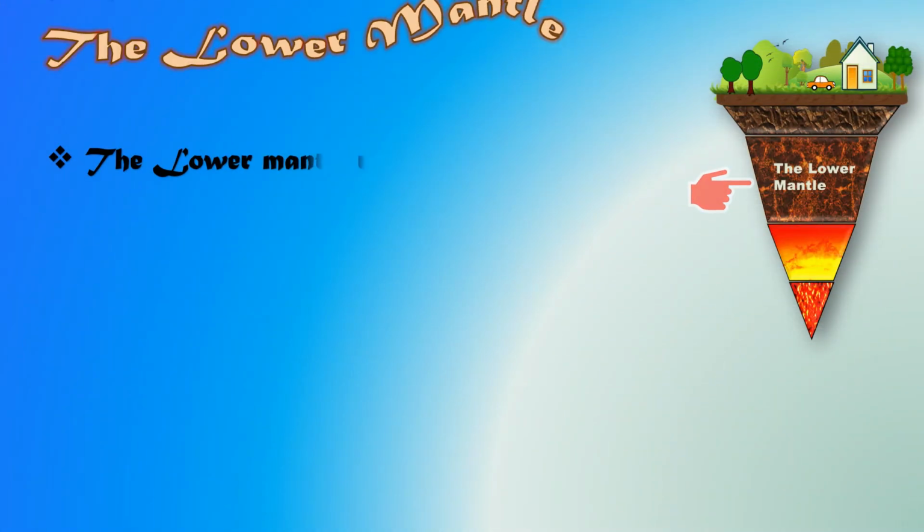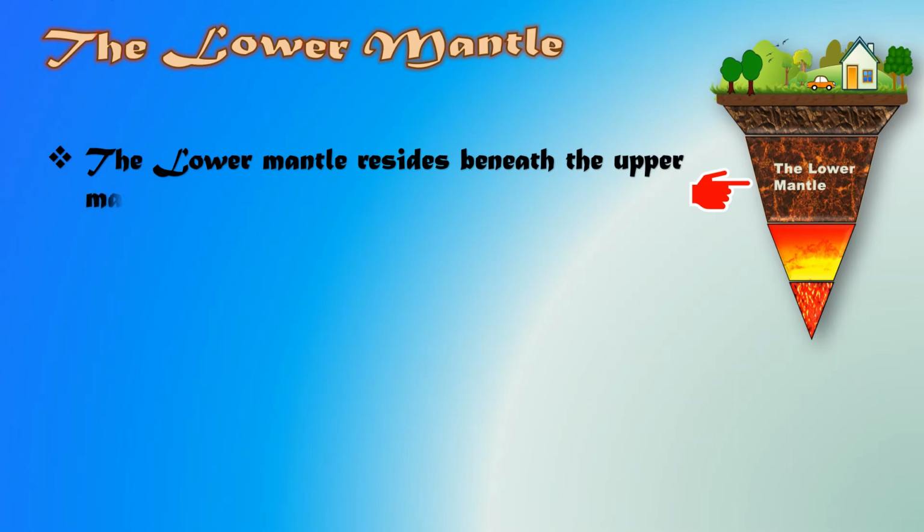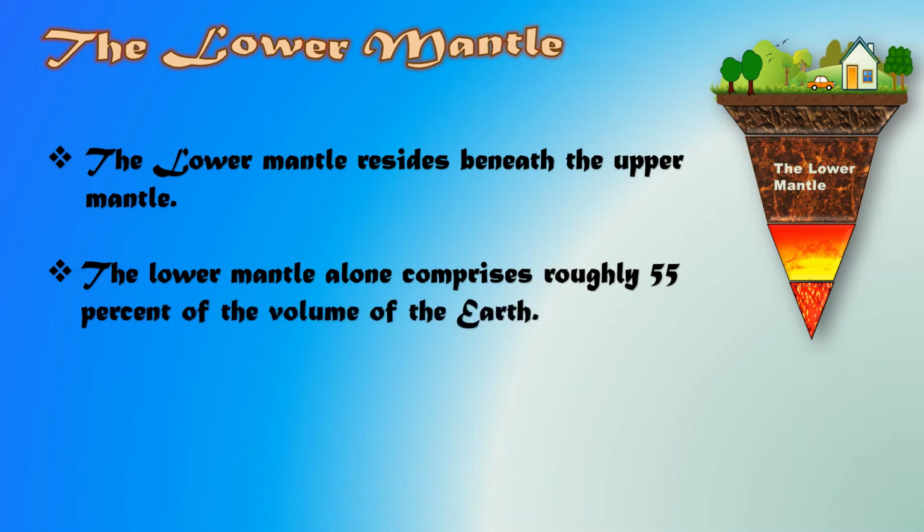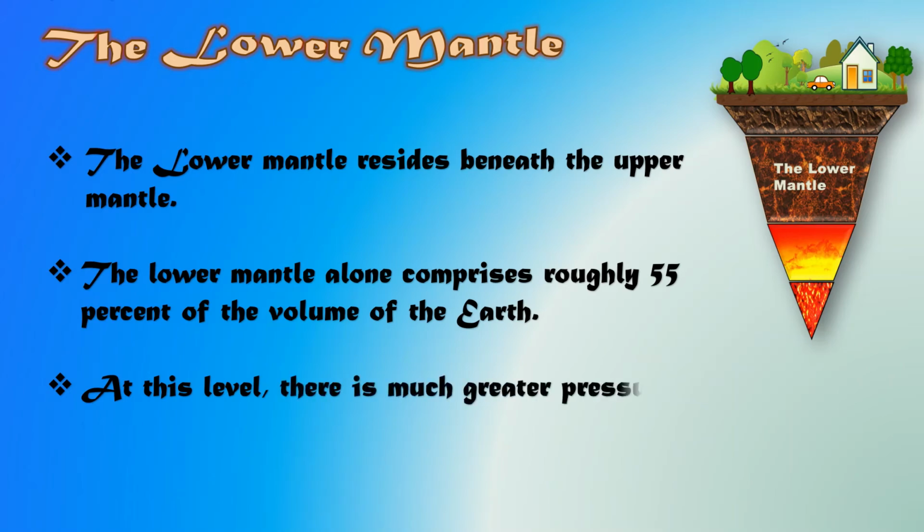The lower mantle resides below the upper mantle. This layer alone comprises roughly 55% of the volume of the Earth. It is a hotter and denser layer when compared to the upper mantle. Though this layer is very hot, it is not enough to melt. It remains solid because of the higher pressure pushing down on it.